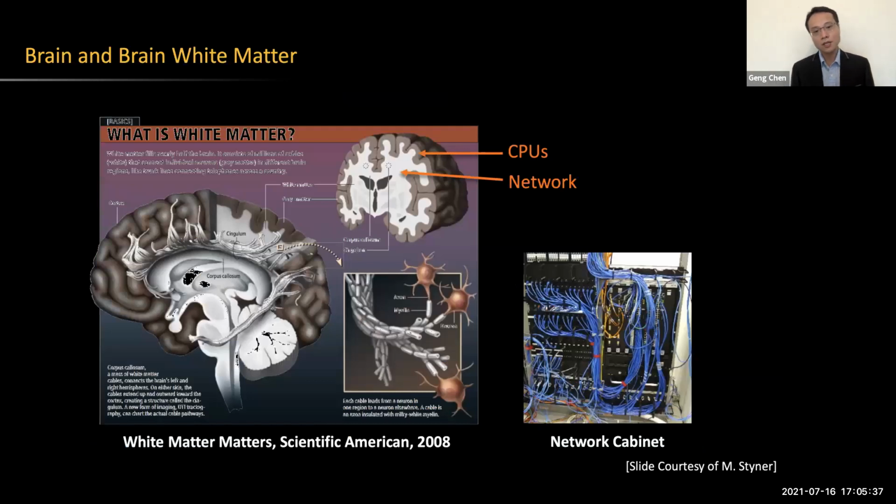Okay, so first I would like to introduce some background. We all know that the human brain is a very complex system. In general, the human brain consists of 2 kinds of tissues. The first is gray matter. Gray matter consists of neurons and acts like CPUs to process the information. Another one is the white matter. White matter consists of neural fibers, which act like a network to do information transmission between the neurons.